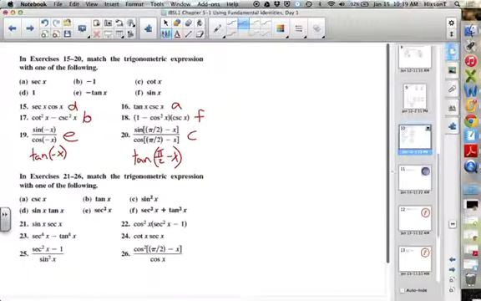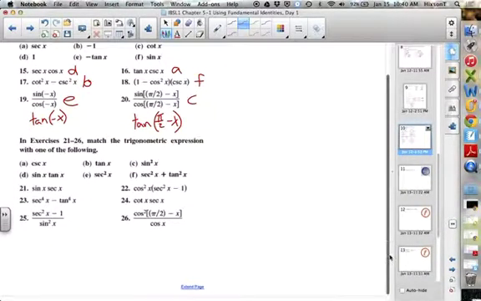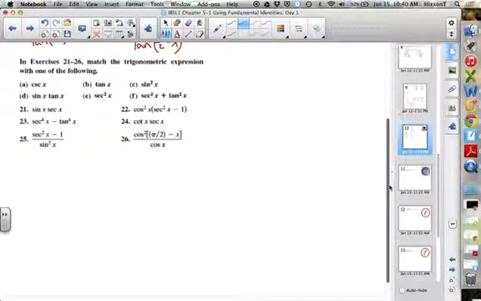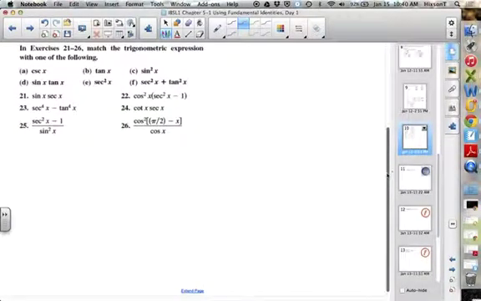Alright, any other questions on 15 through 20? Okay. And we don't have our phones out because this is already a challenging enough section without distracting ourselves, right? Alright, that's what I thought.